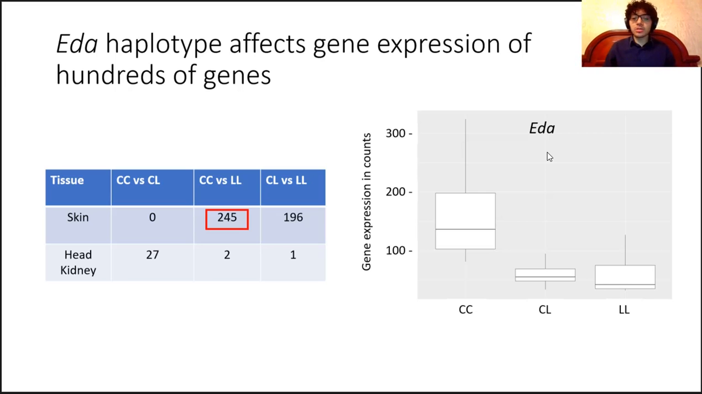But we also found some differentially expressed genes in head kidney, though very few. So we focused our analysis mainly on the skin results. Also, confirming previous findings, we found that EDA itself was differentially expressed in skin.